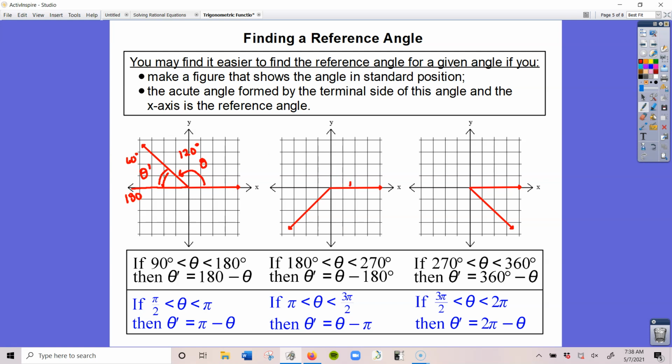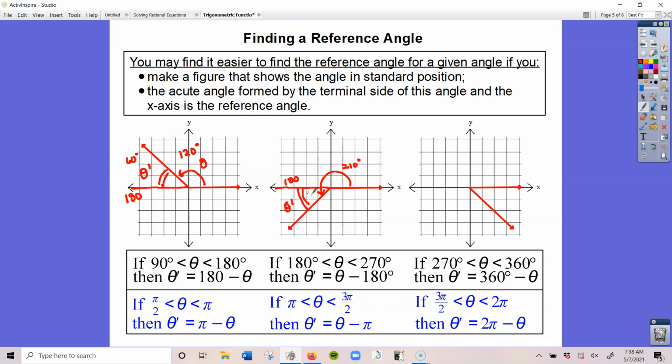Now over here, let's say I have this angle. Let's say that this angle is, I don't know, 210. Now 210 is closest to, again, this 180. Our reference angle would be this angle here.